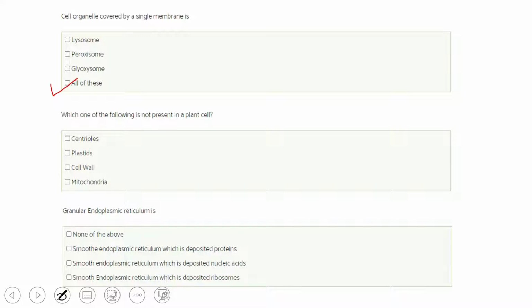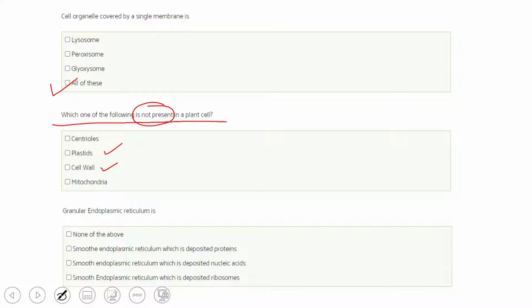So the next question is, which one of the following is not present in a plant cell? So there are 4 options of organelles given here and you have to choose which is not present in a plant cell. The first is centrioles, then you have plastids, then you have the cell wall, and then you have mitochondria. You know that cell wall is only present in plant cell, so this cannot be the answer. Plastids, that is chloroplast, phytoplast, etc. These are also present in plant cells and not in animal cells. So this cannot be the answer because you have to point out the organelle which is not present in the plant cell. Please read the questions very carefully.